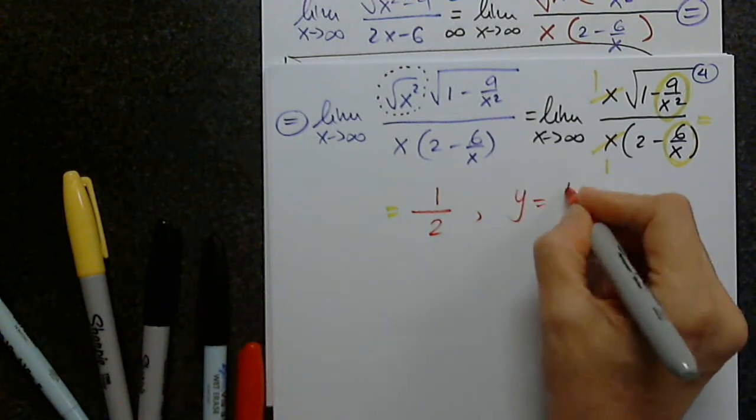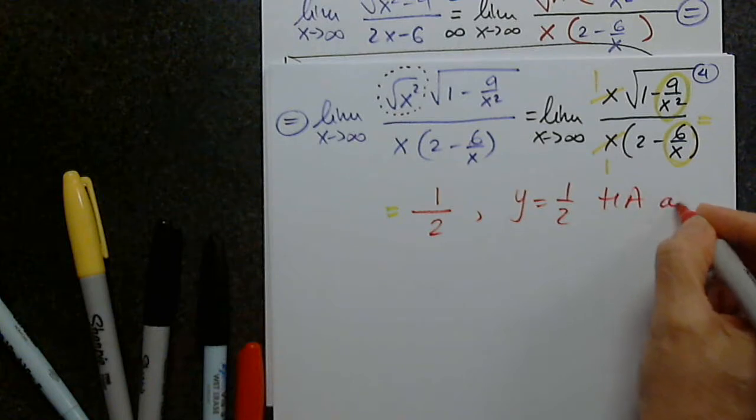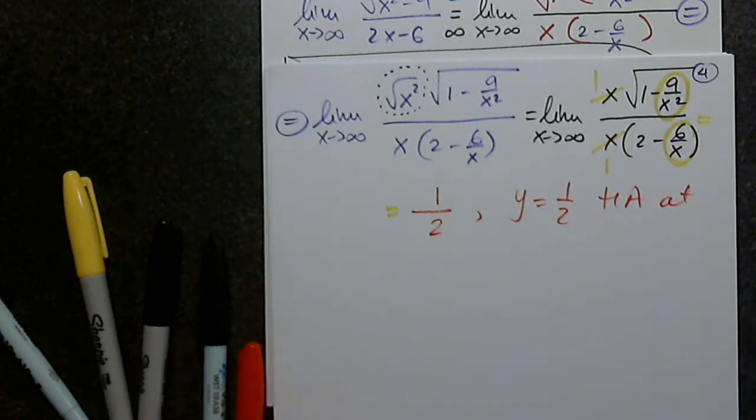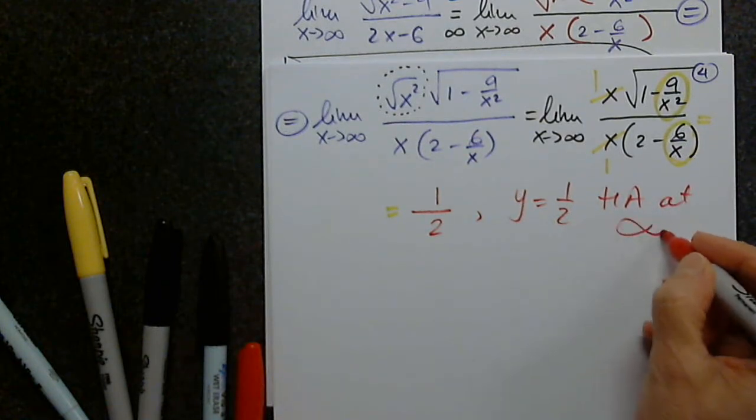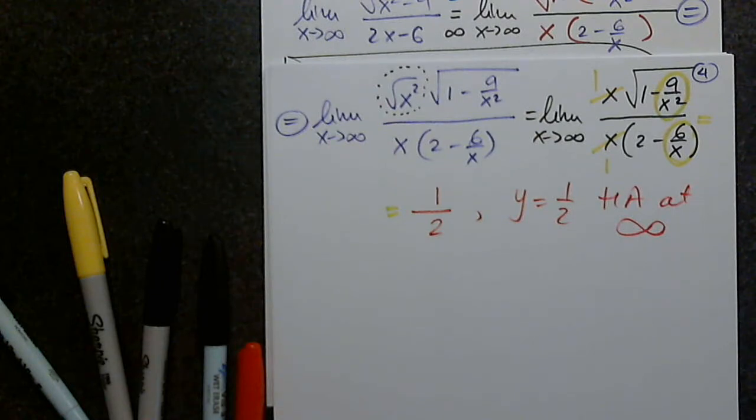Very good. Y equals 1/2 is the horizontal asymptote, and I have to specify. I use the limit sign. This is very important. So it is at infinity. Good. Other questions here about these limits?